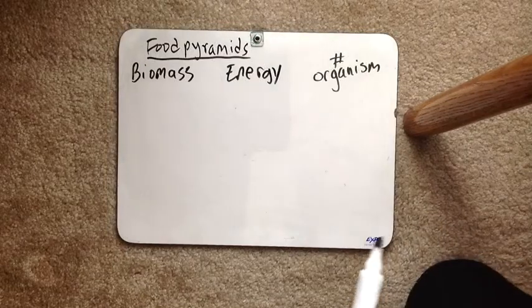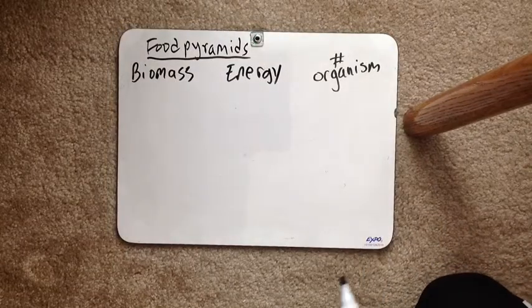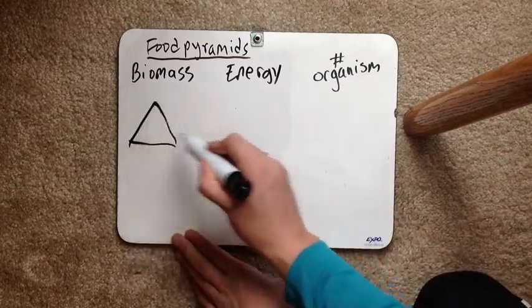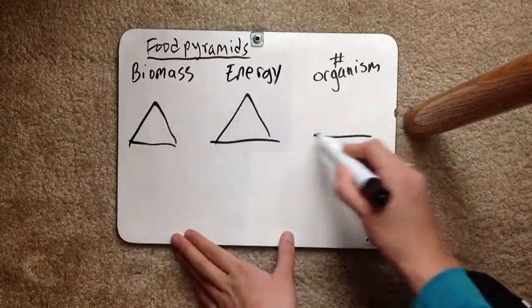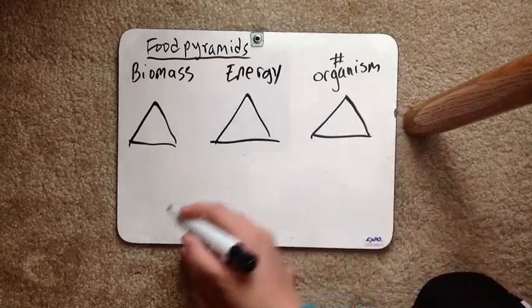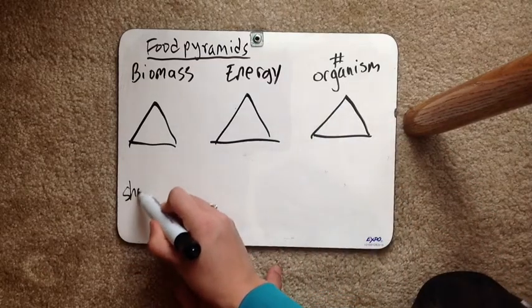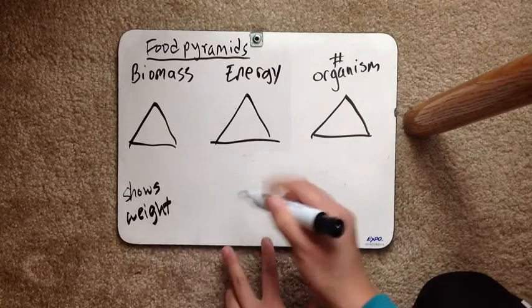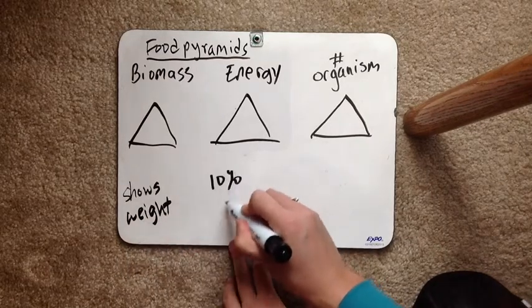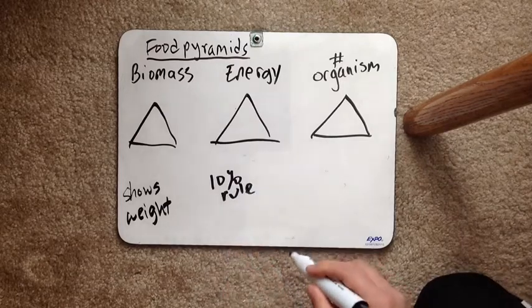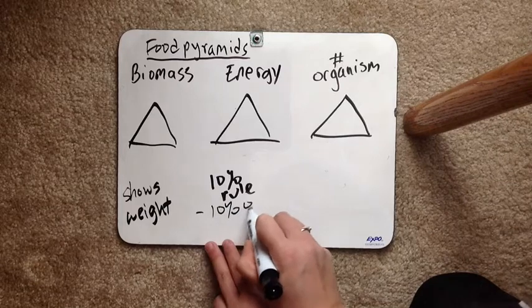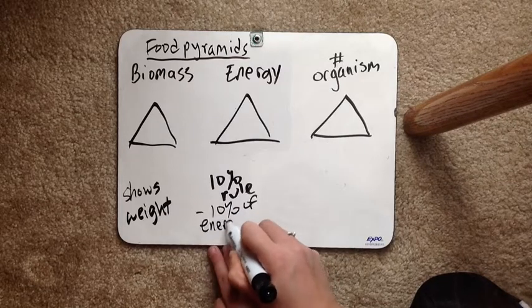Now we're going to talk about food pyramids. Food pyramids are different in that they show food chains, but they don't necessarily show multiple interactions. Again, they're pyramids, and there are three types of pyramids within that. The first one is biomass. This shows the actual physical weight of the organisms. The second is the amount of energy. We're going to follow something called the 10% rule, which we'll talk about in lab this week. But the 10% rule says that only 10% of energy goes to the next level.